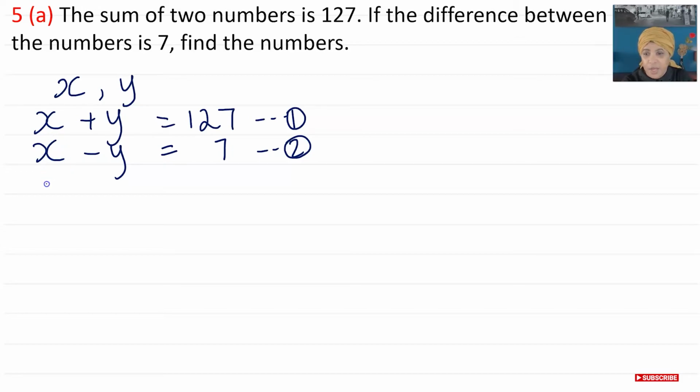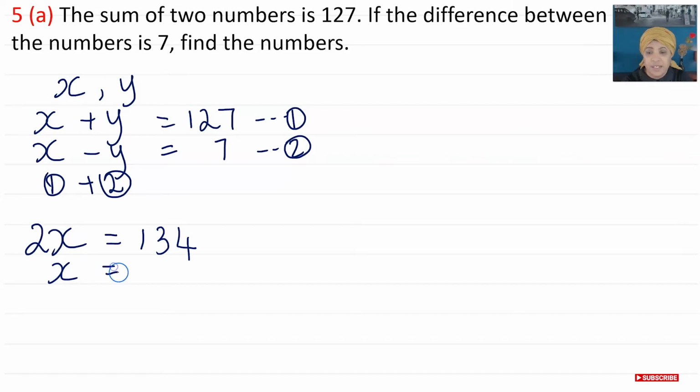So equation 1 plus 2, that means I'm going to have x plus x, which is going to be 2x, and then plus y plus negative y, that will give you 0. So that's going to be equal to 127 plus 7, which is going to give you 134. Now to get x, I need to divide 134 by 2, which is going to give me 67.